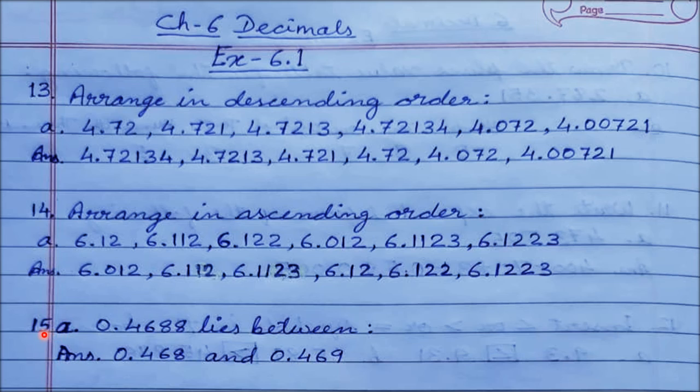Now question number 15, A, 0.4688 lies between. Now this number lies between which ones? So four options were given. If you see them properly, you will find that 0.4688 lies between 0.468 and 0.469. Up to here you see 468. So here also you have up to 468, but there is one more, which is 8, but here is 9. So this lies between these two.